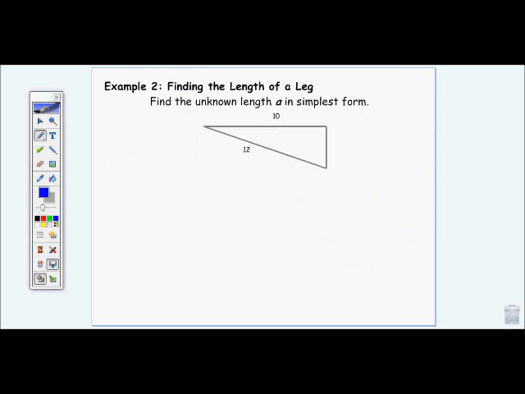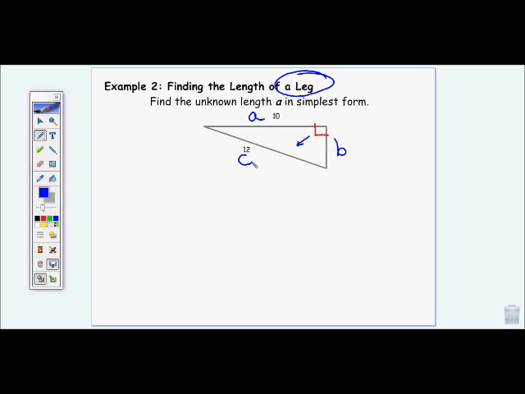Now let's use that with a little bit easier numbers. This time we're going to find the length of a leg. Okay, again, I would have my square corner here, making it a right triangle. So if you remember from the first screen, the legs are our A and our B, and the hypotenuse, which the symbol for the right triangle points to, would be my C term.